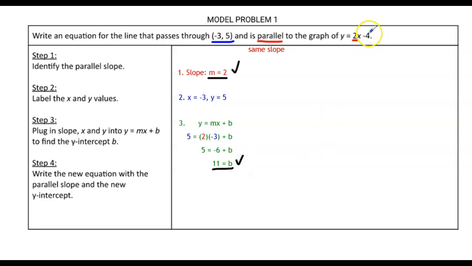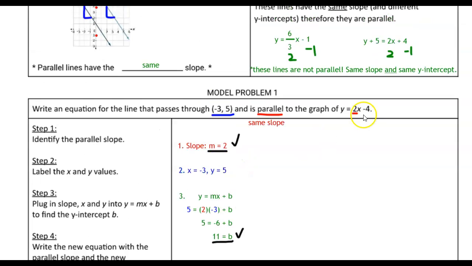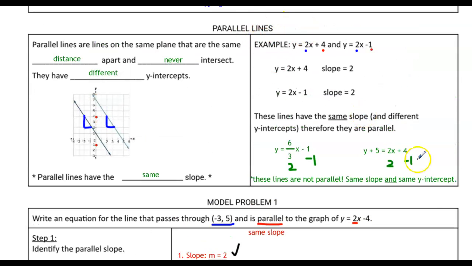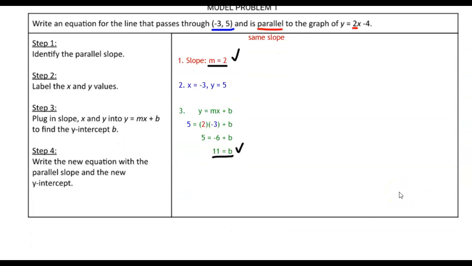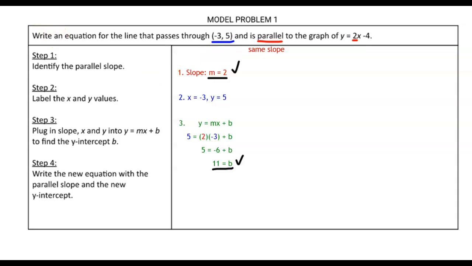Now some students sometimes ask, well, why didn't I use negative 4? Keep in mind from the previous parallel lines example here that these two lines are not parallel because they have the same y-intercept. If you have two lines with the same y-intercept, they are not parallel. Now those are just the same exact line. So there we go. We have answered the question.